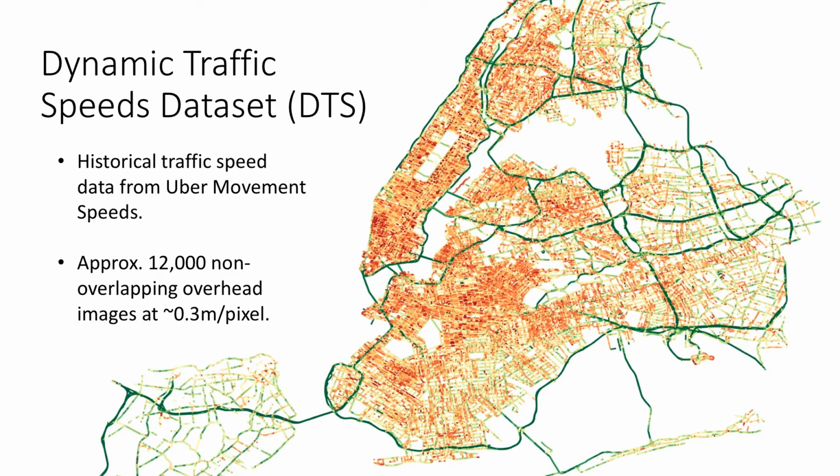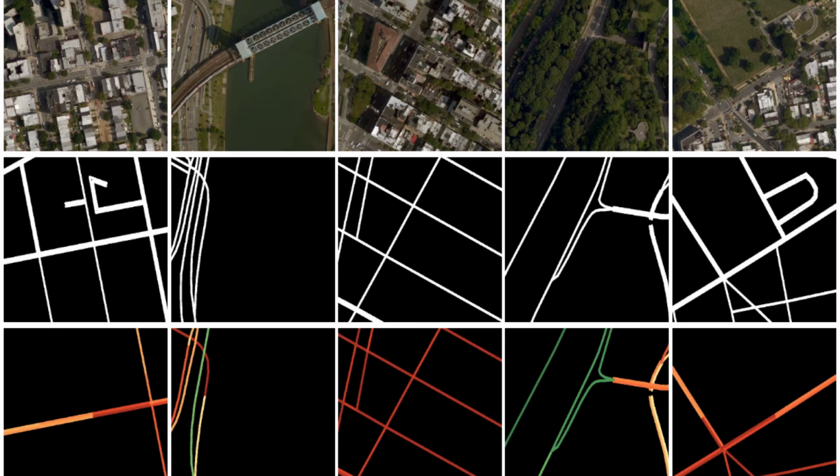To support training and evaluating our methods, we introduced the Dynamic Traffic Speeds dataset. Our dataset combines high-resolution overhead imagery with a year of traffic speeds for New York City, collected from Uber Movement speeds. Visualized here are some example images from our dataset, shown alongside the corresponding ground truth road mask in the middle. The bottom row shows a speed mask rendered at a randomly selected time for each image. Notice that speed data is not available for every road at every time. This contributes to making our dataset unique and challenging.